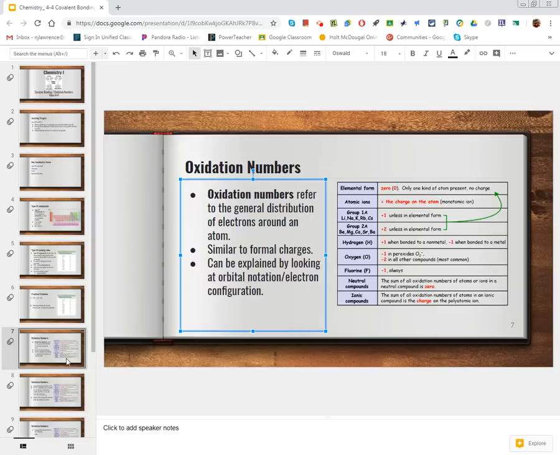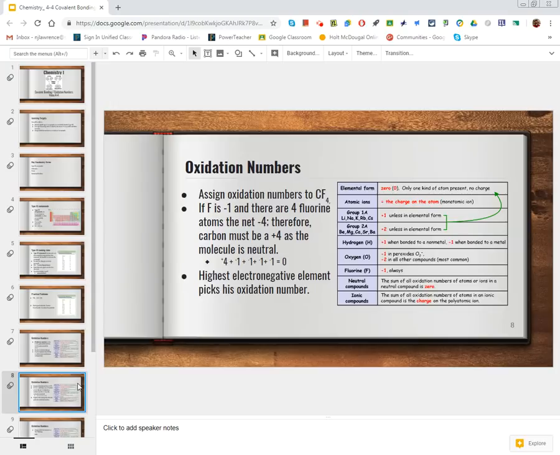So I'm going to show this to you. Again, this will all make sense as you see it in practice, but these are the rules that you can come back and think of. All right, so oxidation numbers. How do we do it? Well, we're going to assign oxidation numbers to carbon tetrafluoride here. How do I name that? Carbon tetrafluoride.